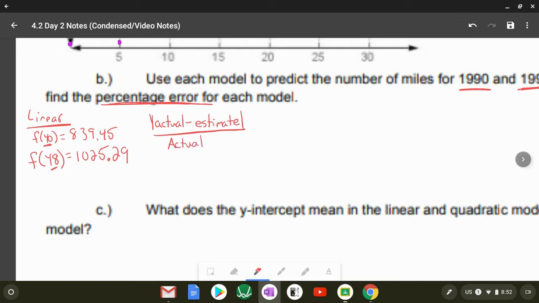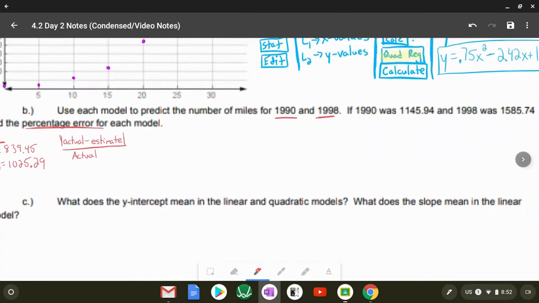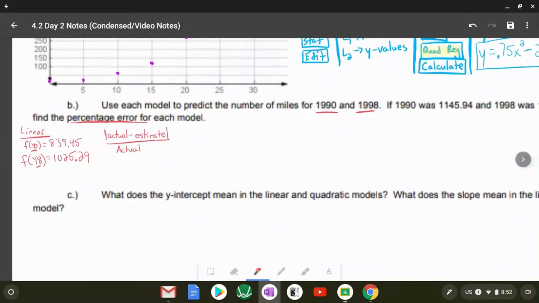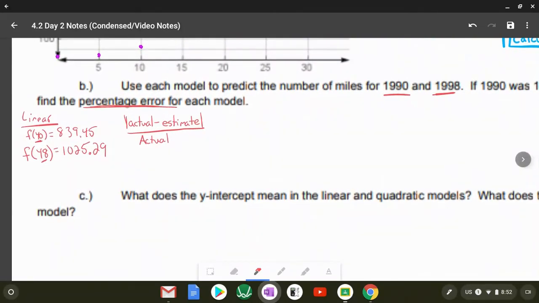So if we apply that here, for 1990, it says that we have 1145.94. So we have 1145.94 minus 839.45 all over 1145.94. And that percentage error, if you type it in, would be 26%, roughly. Okay.